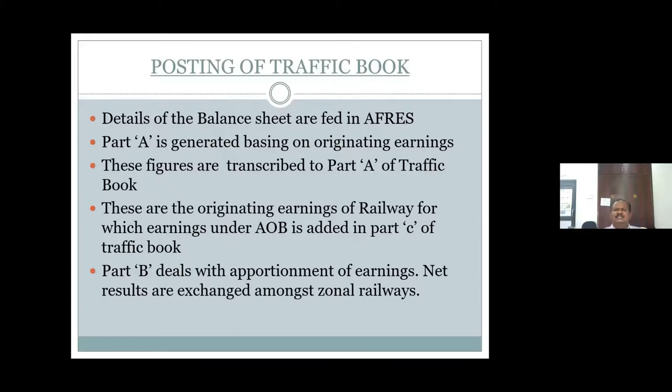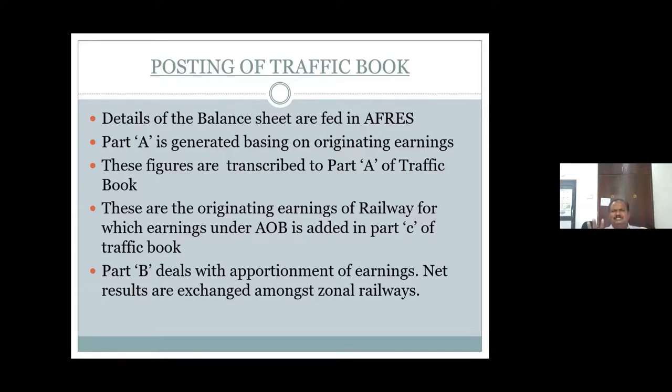Earnings are also received in the traffic accounts office which are not reflected under the station balance. They are reflected under the accounts office balance. So these earnings are also brought into the account. Then part B is generated. Part B will form the apportionment of the earnings. So basing on part A and part B, part B earnings are being dealt with.